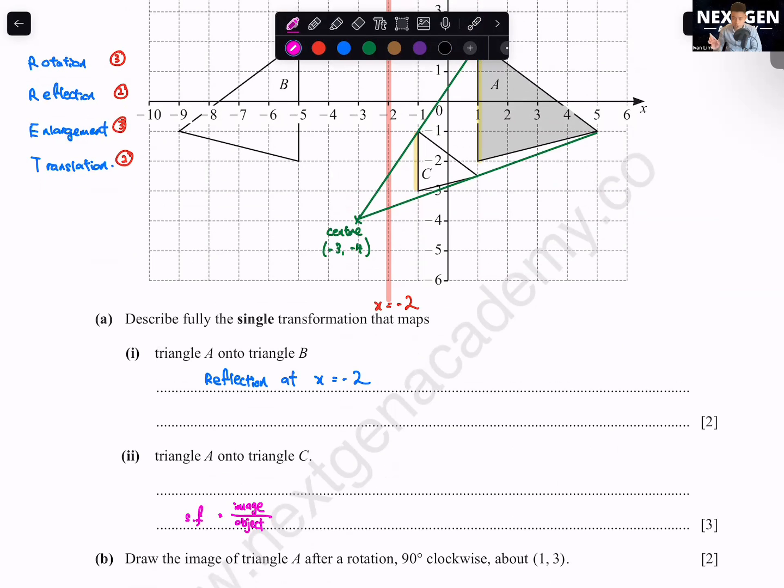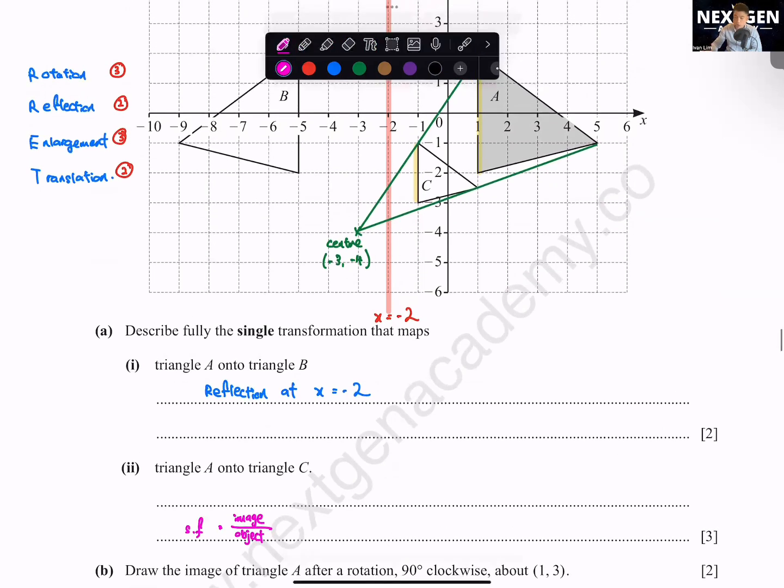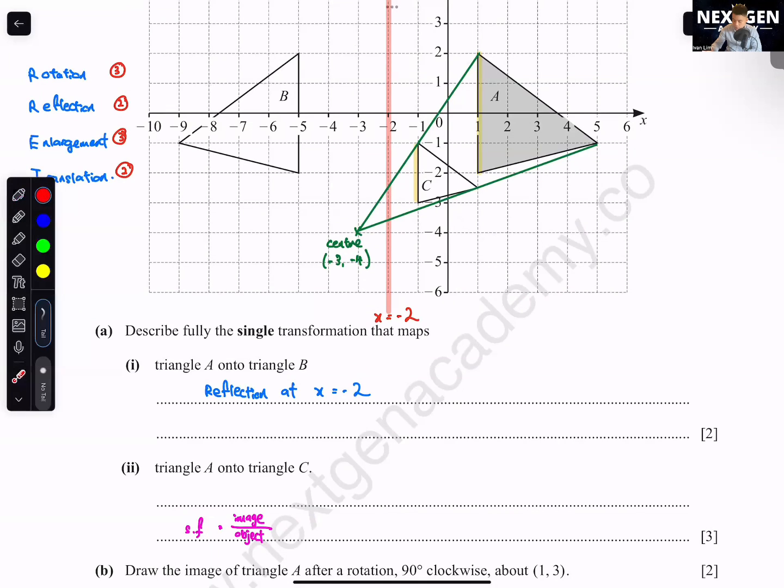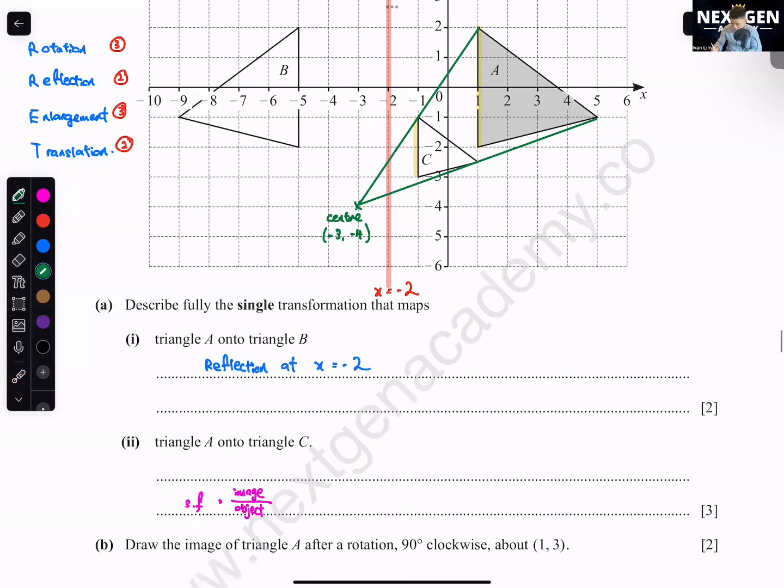However, sometimes they don't draw the shapes so nicely for you. So what you can do is measure from the center to that point, then from the center to the other point on the object. So from center to object, you measure this length, then from center to image, this length. Then you put them into this formula, image over object. The answer will be enlargement. Even if it becomes smaller, it is also called enlargement.